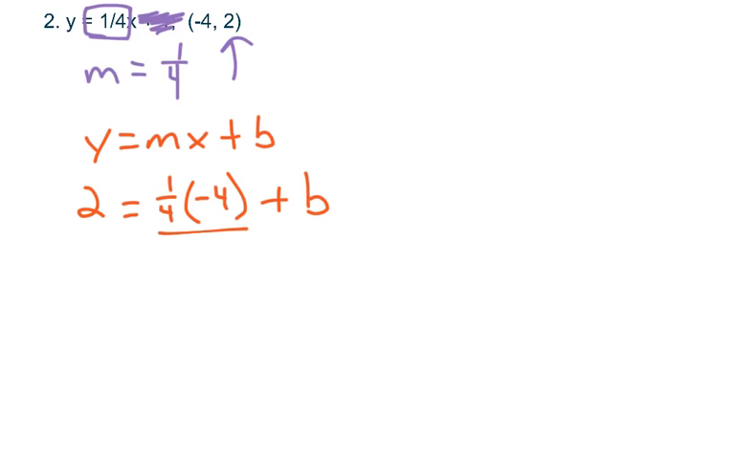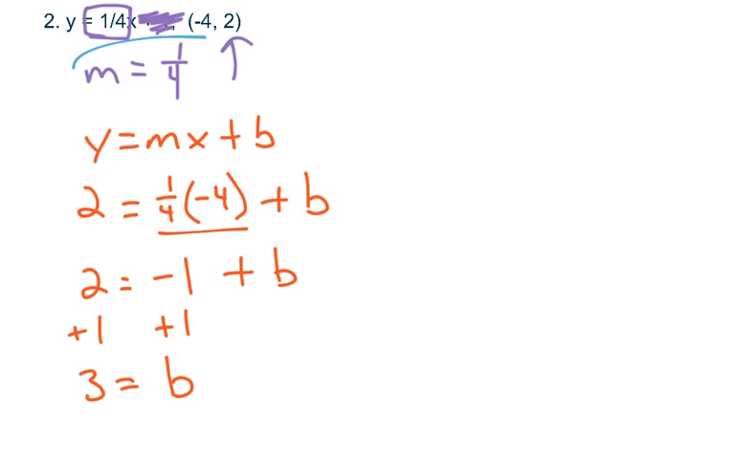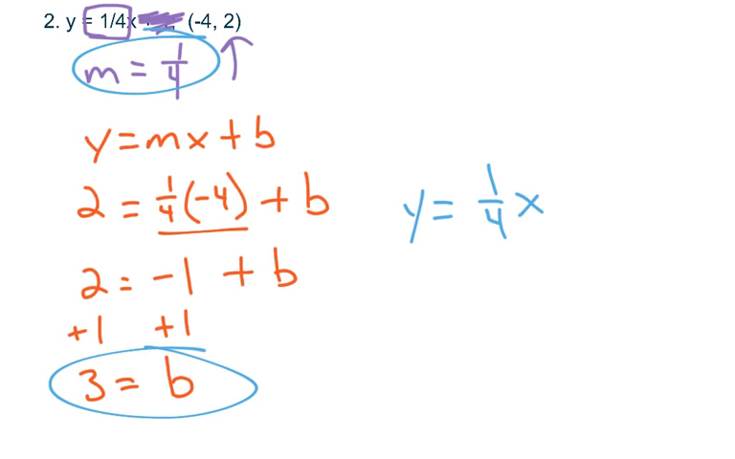Okay, so 2 equals 1/4 of -4, which is -1, plus b, and then we just need to solve for b. I'm going to undo this -1 by adding 1. 2 plus 1 is 3, so my y-intercept is 3. Once I've got my y-intercept, this is what I need: the slope and the y-intercept. Write your final answer: y equals our slope of 1/4 x, and then our y-intercept of 3.